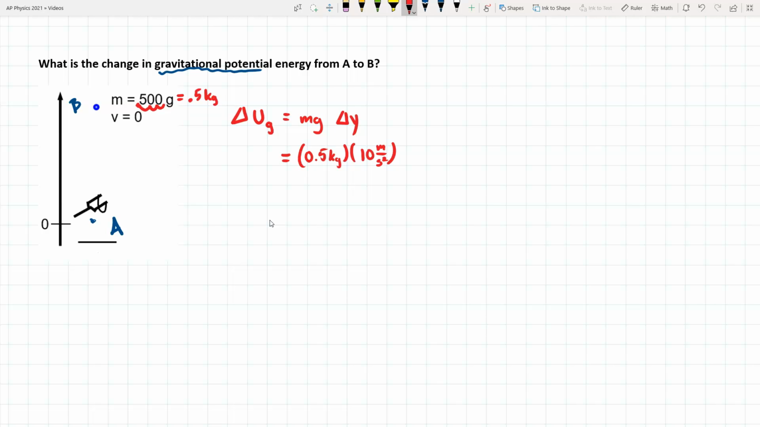And delta y goes from a height of 0 up here. I forgot to draw what it is. Let's say it's 10 meters. So that would be a final height of 10 meters. Delta y is final minus initial, so we take the final height, 10 meters, and subtract the initial height, which is 0. Then 0.5 times 10 times 10 would be 50 joules.